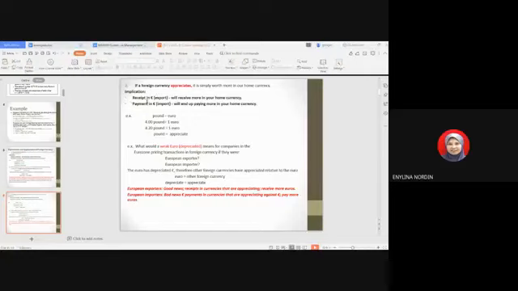Okay, so what happens? If you are the exporter, you will receive more in your home currency. It contradicts the other situation just now. If you are doing the importing, you are the importer, that means you will end up paying more in your home currency, because your currency has become depreciated now as compared to the foreign currency. It's a bad thing for the importer, but it's a good thing for the exporter.